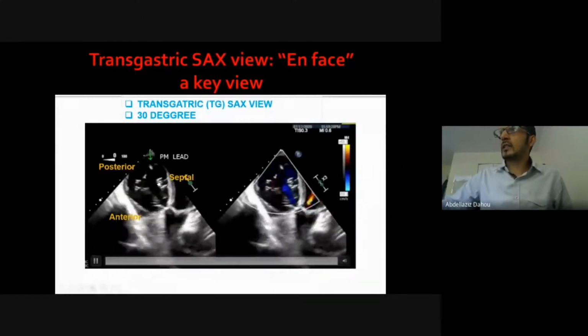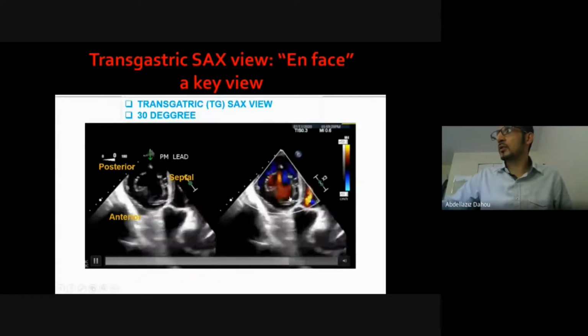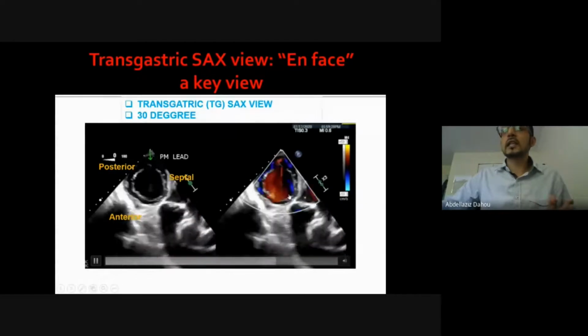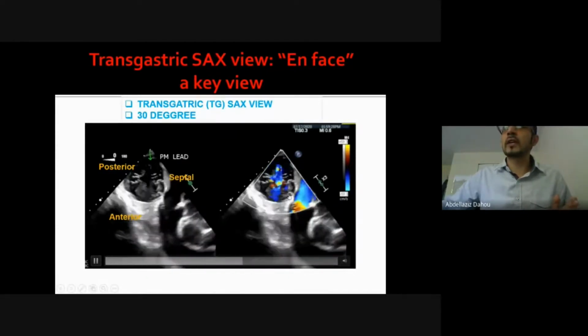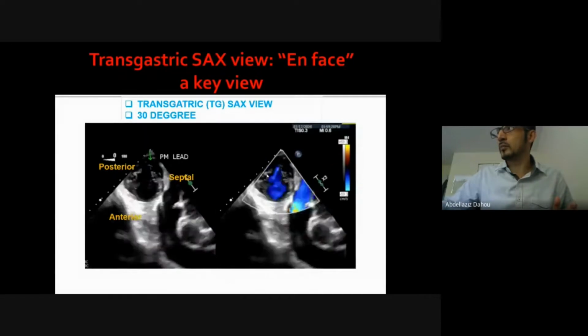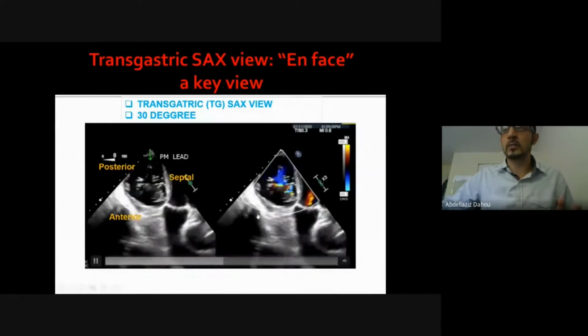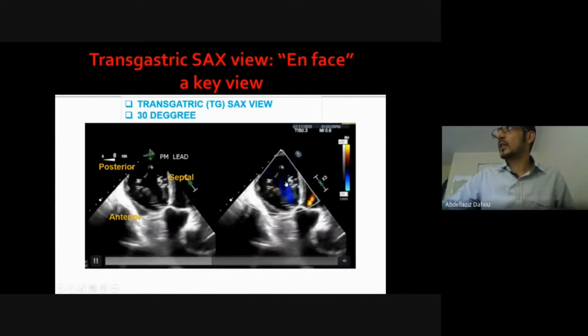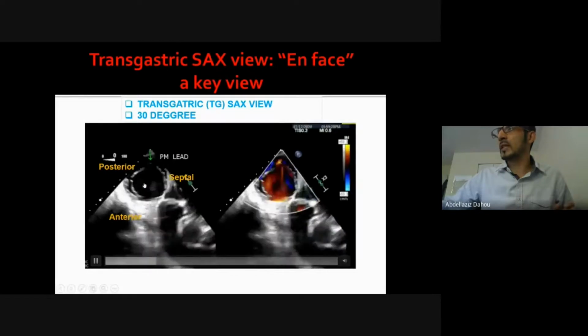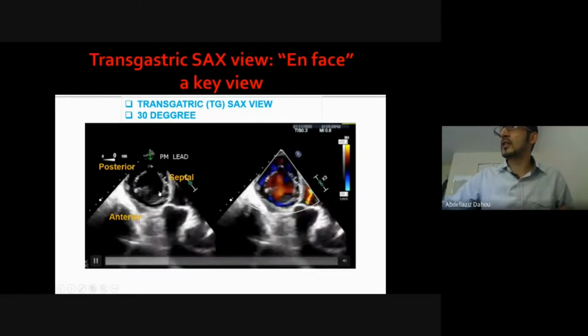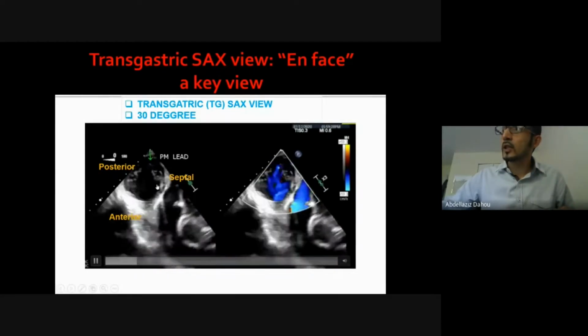So, for instance, this case has a large TR jet going from the posterior commissure almost to the anterior commissure. This tells you that you will need more than one device to fix the valve. You will need probably 2 devices, or in some cases more. The second thing, look at the gap here. From the septolateral direction, it's quite a large gap, probably around 10 millimeters. This is going to be challenging, but if you want to implant the device in the commissure, this is a doable case. We can do it.